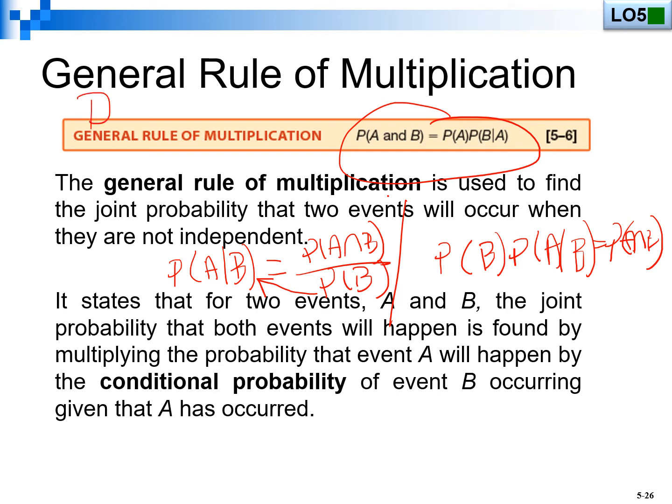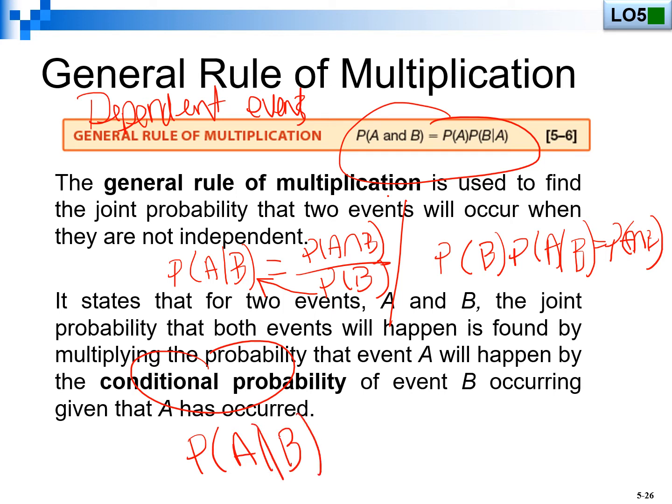I want to make a note. This is for dependent events, which means there is a conditional probability. The basic conditional probability is always written like this: A slash B, which means A given B equals, and again, I like to use my arch, so A intersect B, A and B, divided by the probability of B.